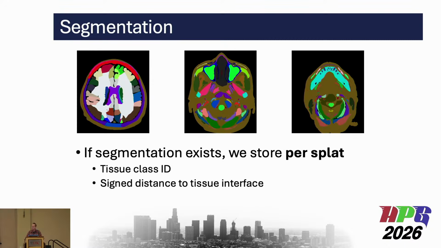Some data sets, like the Korean visible human, are segmented into non-overlapping tissue classes. In this case, we also store a tissue class ID and sign distance to the tissue class interface in each splat. We use this later to support excision of anatomical structures.